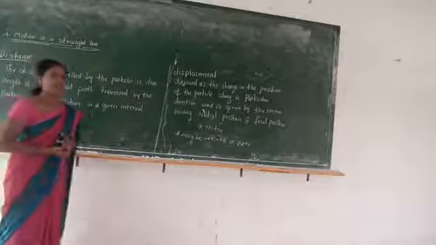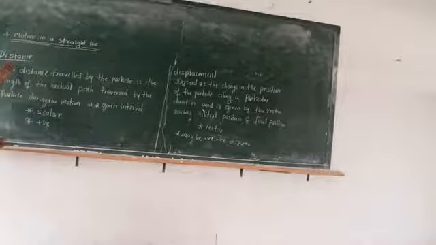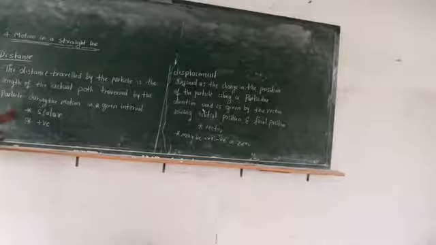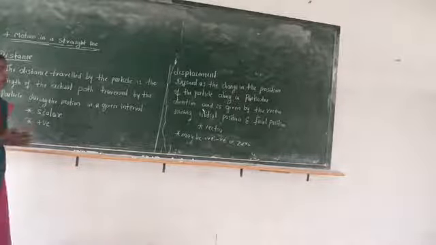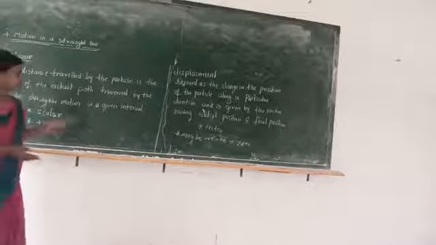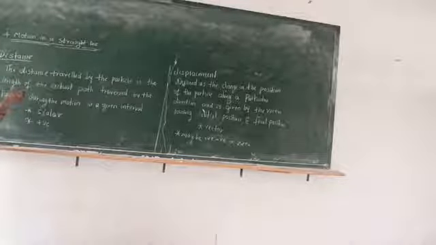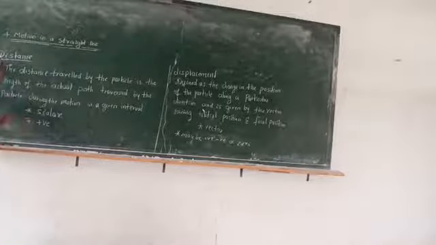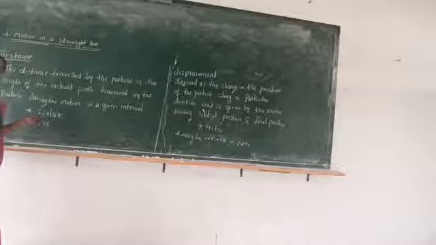Distance and displacement. These two are different physical quantities. Distance traveled by the particle is the length of the actual path traversed by the particle during the motion in the given interval of time. Distance is a scalar quantity, and distance is always positive.